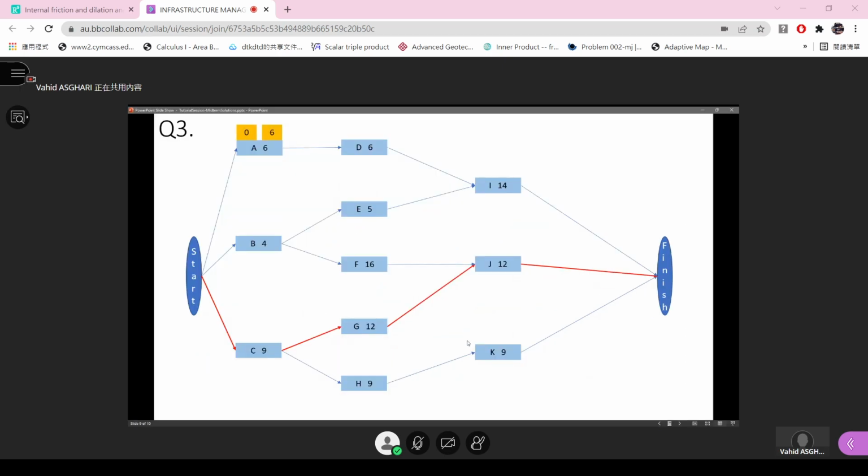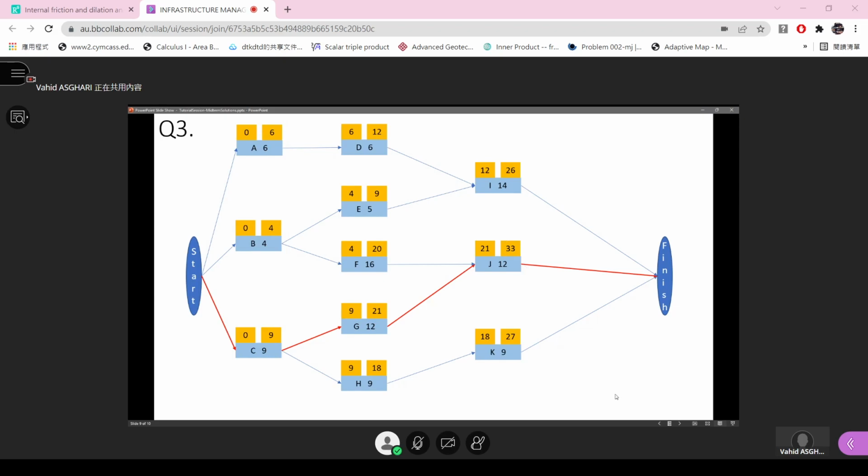So 0, 6. For activity B, early start is 0, early finish is 4. For C, early start 0, early finish 9. We will do this the same for all other activities, and we will find that the maximum early finish will be 33.